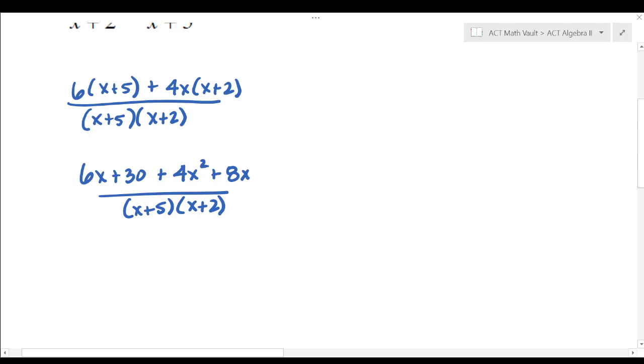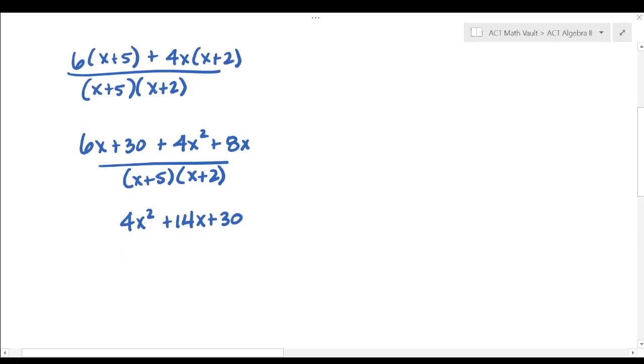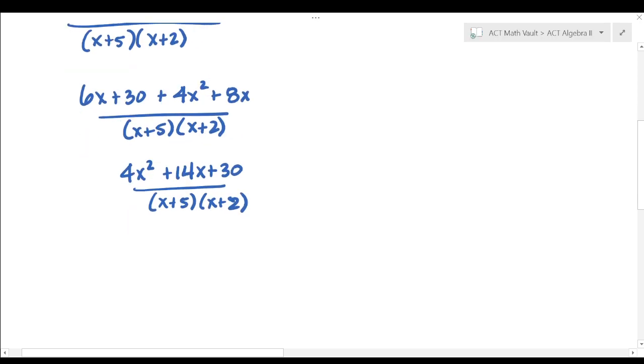Looking at that, I'm seeing, hey, we could probably combine some like terms. So we get 4x squared plus 14x plus 30. What's jumping out at me right now is that there is a common factor going on. So you can actually take out a 2 from all of those. 2x squared plus 7x plus 15. Now you're going to want to check and see if anything can cancel. So I recommend fully factoring this.